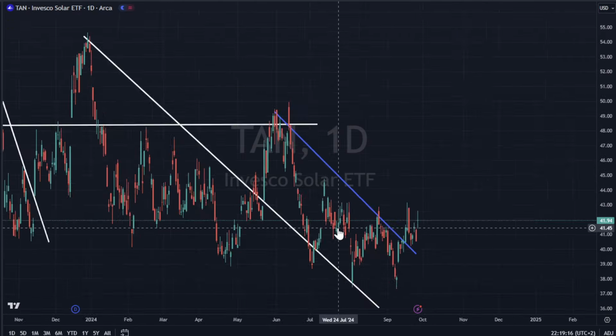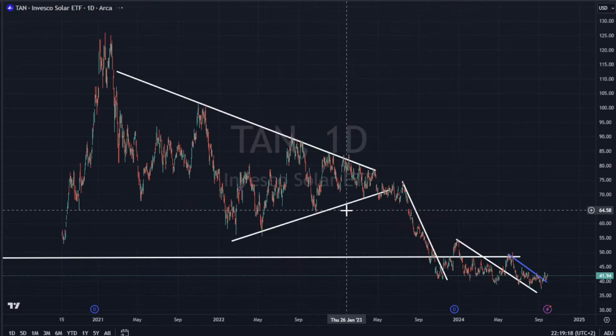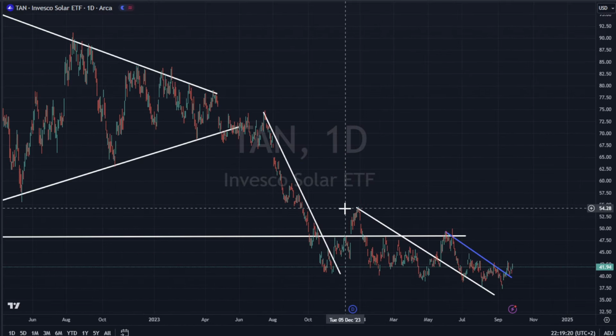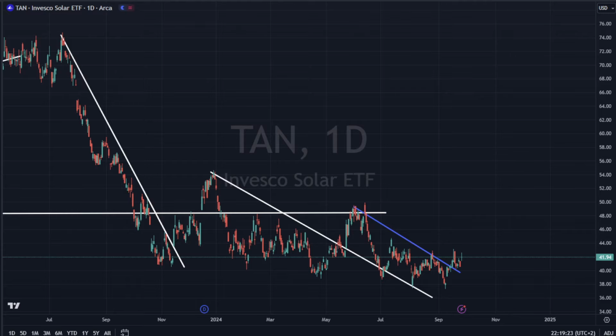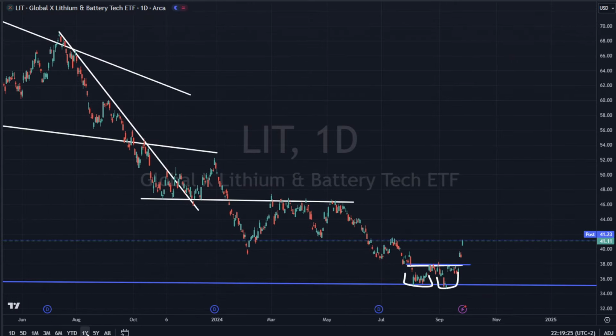We've got TAN up 3.35. Looks like the renewable sector is getting a little bit of life into it today. Lithium looking pretty strong, up 5.57.